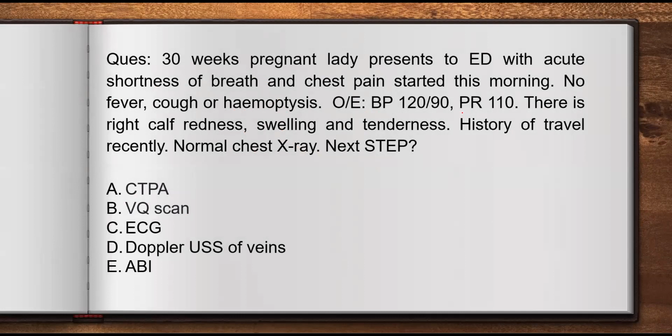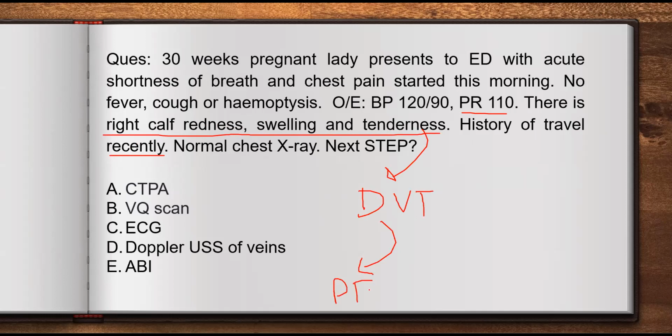On examination, blood pressure is okay, pulse is increased. There is right calf redness, swelling and tenderness. What does this mean? And this patient has a history of travel. So this patient has DVT causing pulmonary embolism.